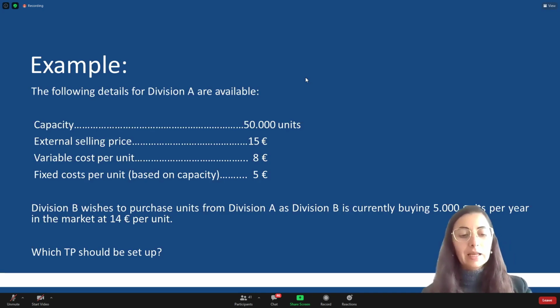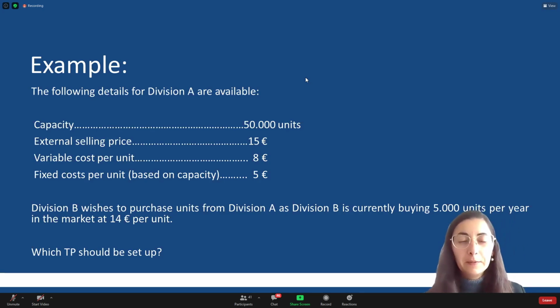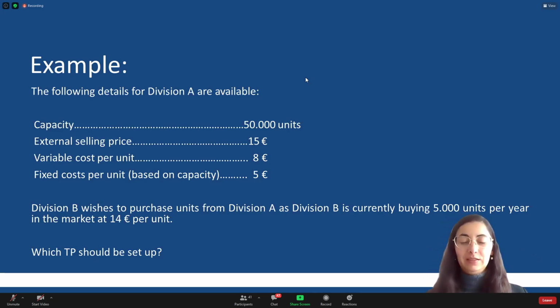So what are the assumptions that we need to make in order to solve this? We have here Frederick saying the transfer price should be 5,000 times 8, since there is spare capacity. So that is an assumption. We don't know if there is spare capacity or not.